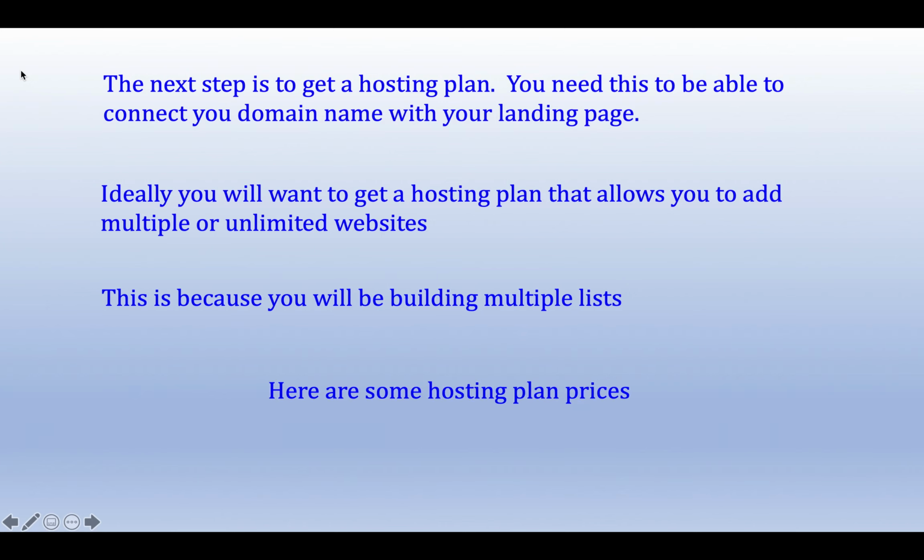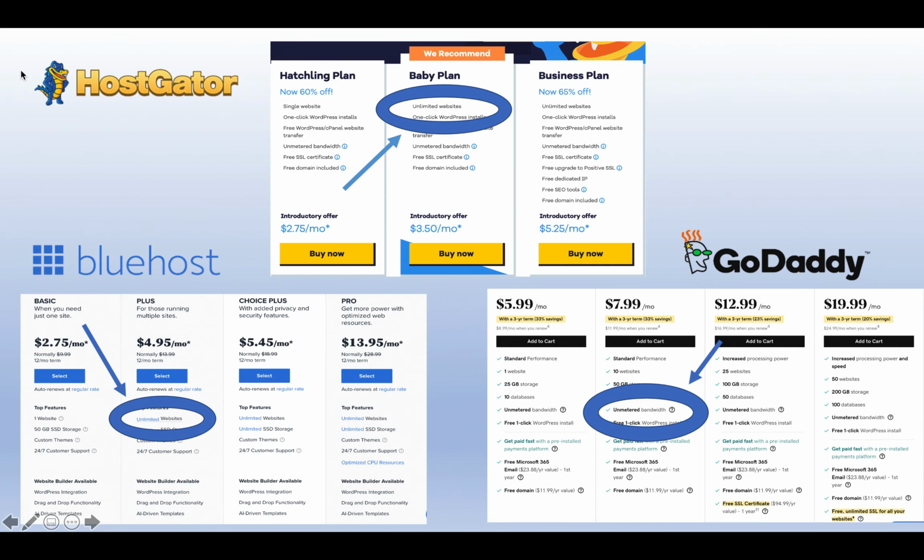And I'm just going to show you 3 different hosting plans right now. So there's HostGator, there's Bluehost, and there's GoDaddy. There's a number of others, by the way. These are just a few of them. HostGator right here, unlimited websites. All these that are circled are unlimited websites, and they all have different plans. I have the baby plan with HostGator, but Bluehost has another one, GoDaddy has one, so check them out.